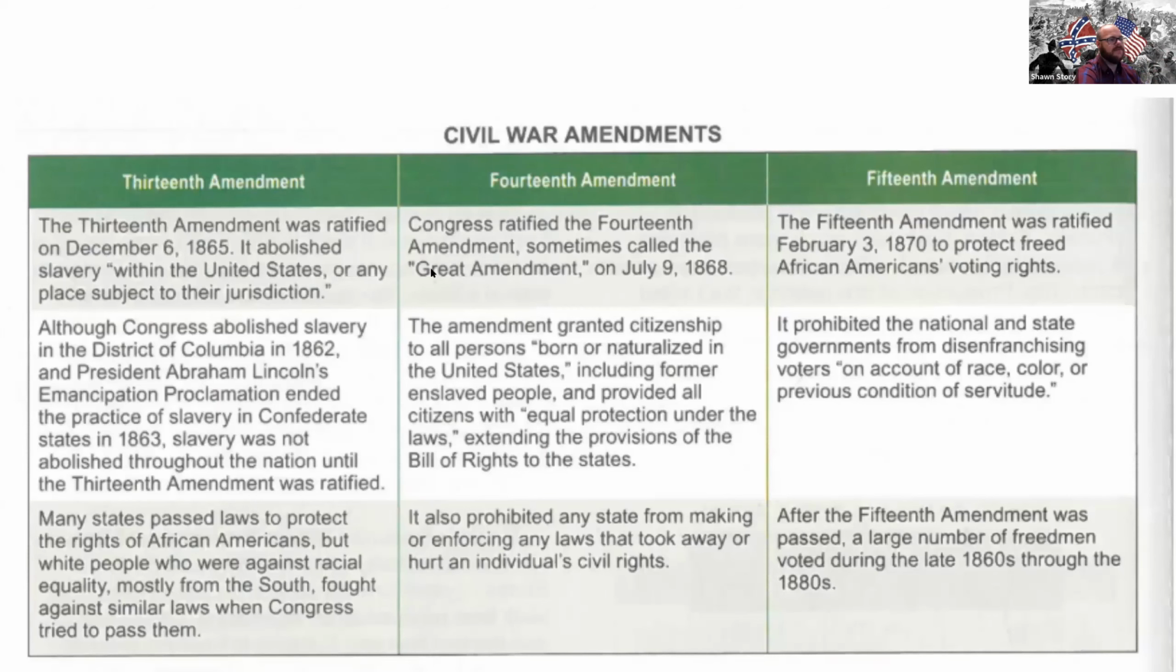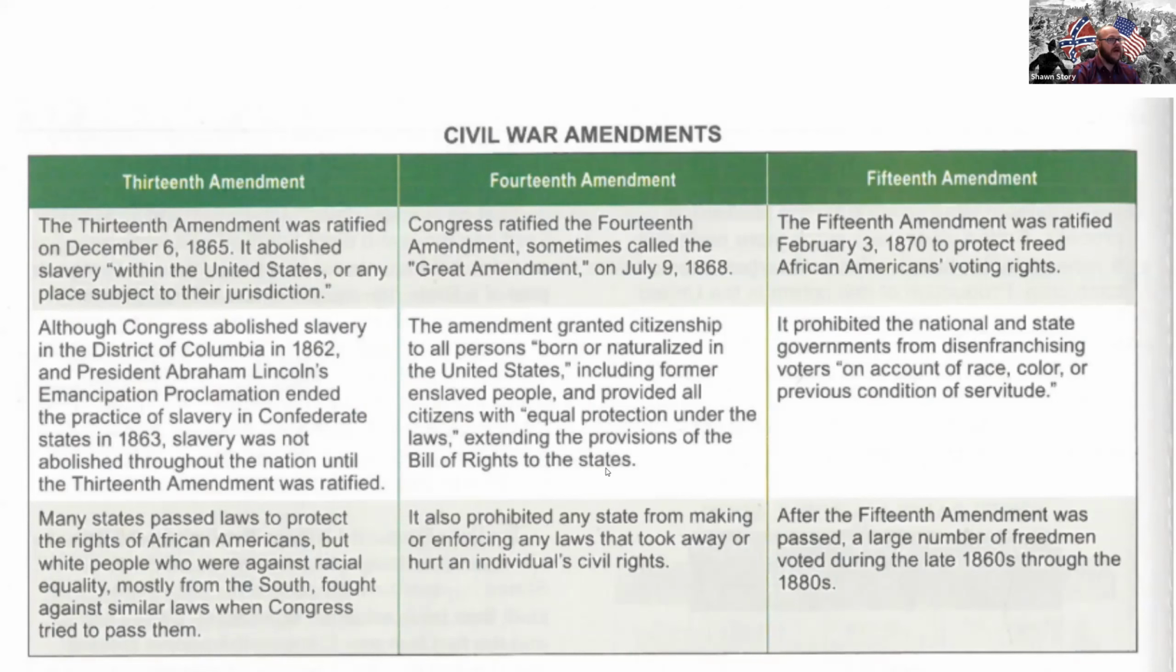14th Amendment. So 3 years later, in 1868, Congress ratified the 14th Amendment, sometimes called the Great Amendment, on July 9th, 1868. The amendment granted citizenship to all persons born or naturalized in the United States, including former enslaved people, and provided all citizens with equal protection under the laws, extending the provisions of the Bill of Rights to the states.